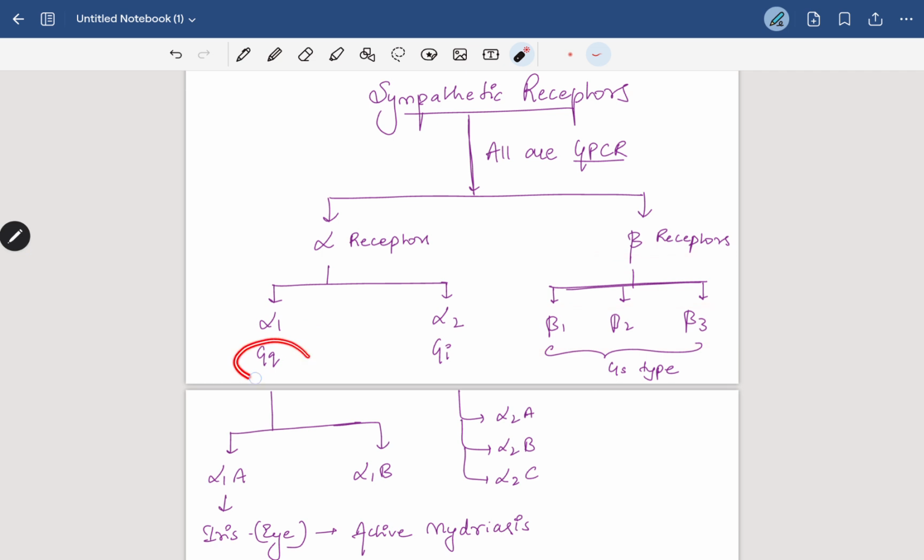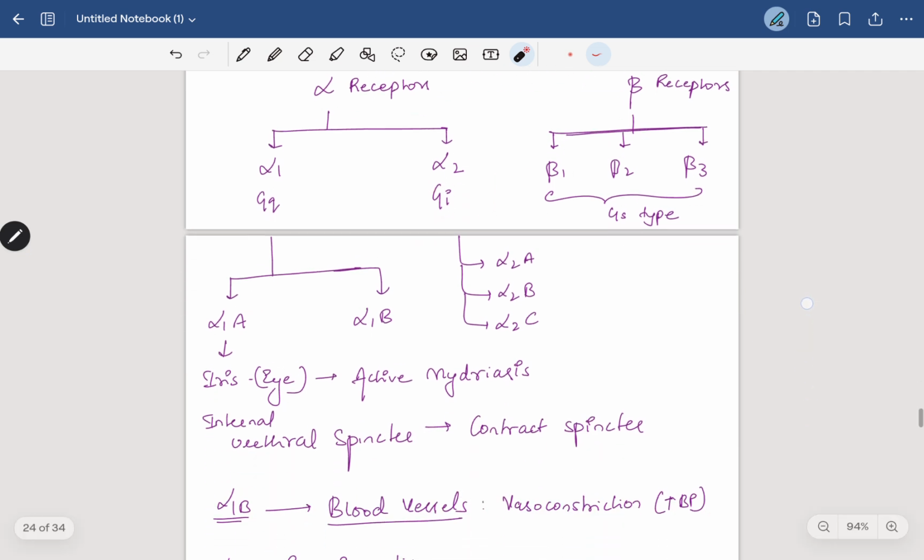Alpha 1 is of GQ type, alpha 2 is of GI type, and all the beta receptors are of GS type. Now what do you mean by these? GI type means it is inhibitory type. It is an inhibitory type of receptors, and these two are excitatory type of receptors. The difference in these two lies in the mechanism of action, like how it causes excitation. This receptor GI type always causes inhibition. Further, alpha 1 are of two types, alpha 1A and alpha 1B.